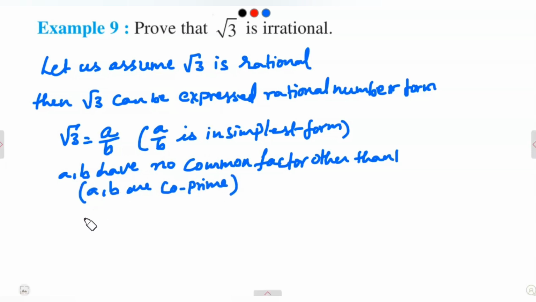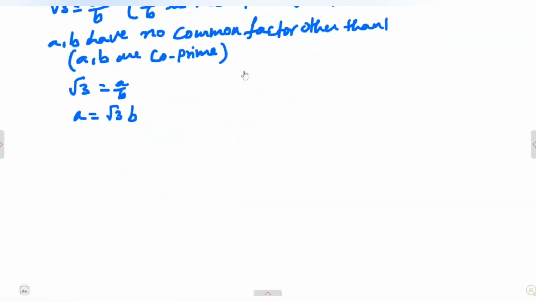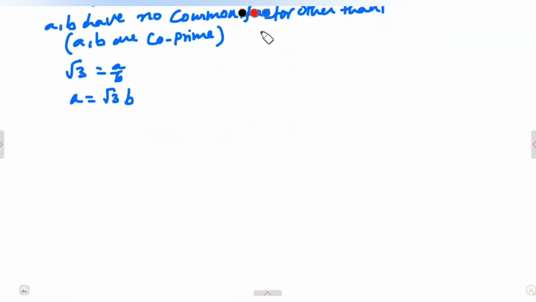So whenever root 3 is equal to a by b, let us write it as a is equal to, like cross multiply or send b to the other side, a is equal to root 3b. In this, now let us square on both sides.